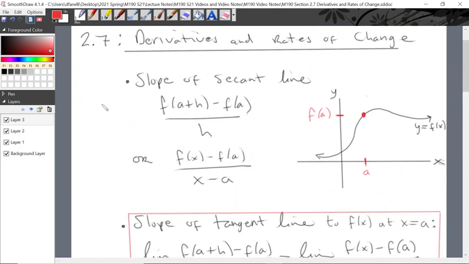Hello and welcome. We're now discussing section 2.7, derivatives and rates of change. And this section brings us back to the concepts at the beginning of this chapter when we started out. We were talking about an object that would be falling close to the Earth and undergoing the influence of the force of gravity on that object as it pulls it towards the Earth.